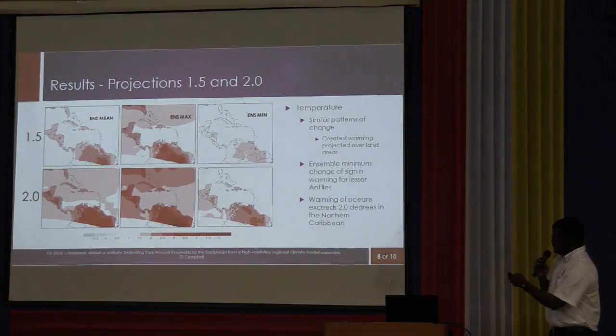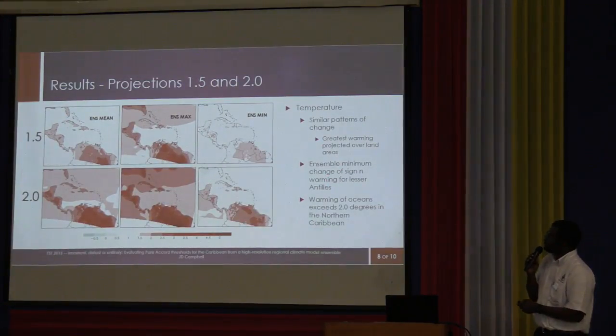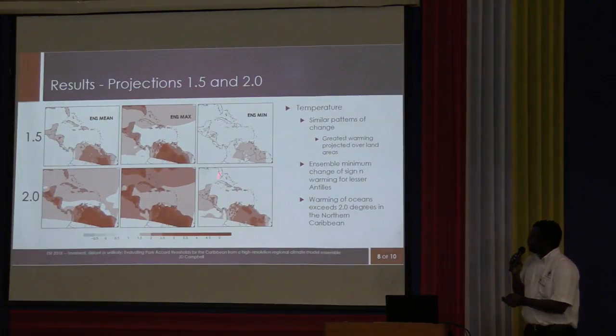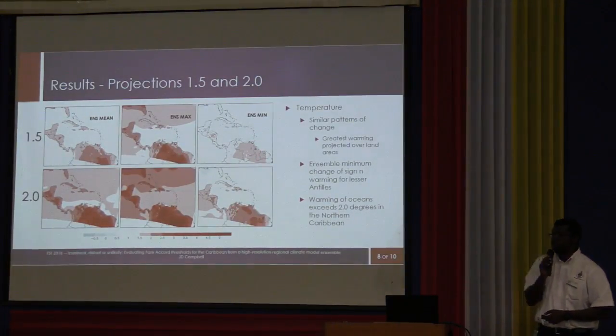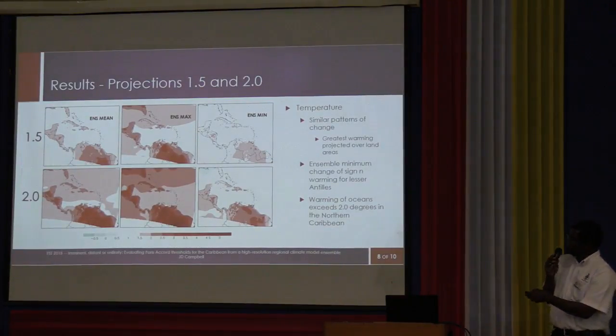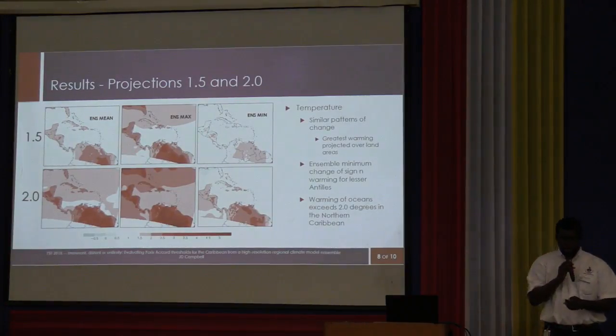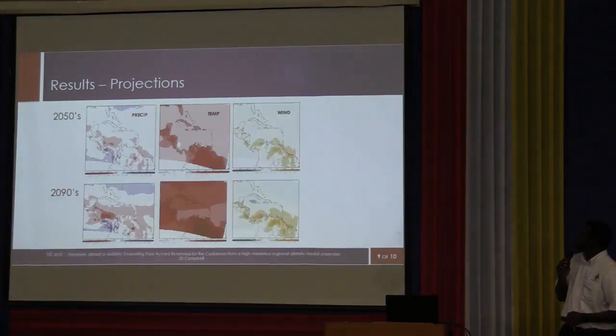So in the ensemble minimum, there's also a change in sign over the Lesser Antilles again. And warming of the oceans exceeds the 2 degrees for the Northern Caribbean. So the warming over the Northern Caribbean exceeds the global 2 degrees warming over the ocean.